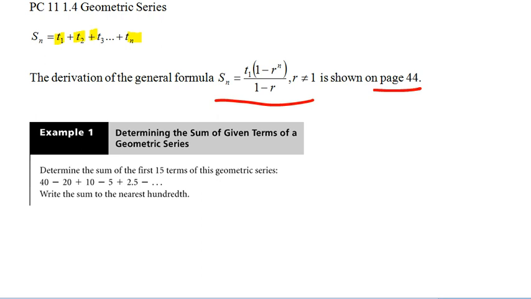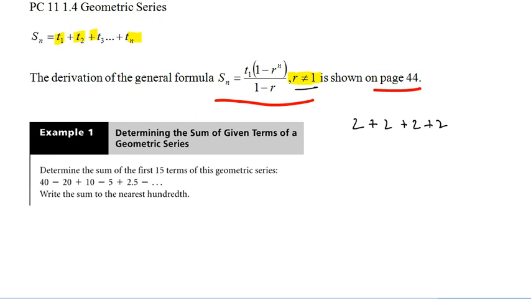I used to have my students work through the derivation, but it seemed to confuse them more than anything. So this year I'm just going to leave you to look at it on page 44. Notice that r can't be 1, which really doesn't do anything, because a geometric series with r equals 1 would be like 2 plus 2 plus 2 plus 2, right? Because you'd be multiplying by 1 every time, getting the same thing. So really, we don't lose anything by r not being able to be 1.